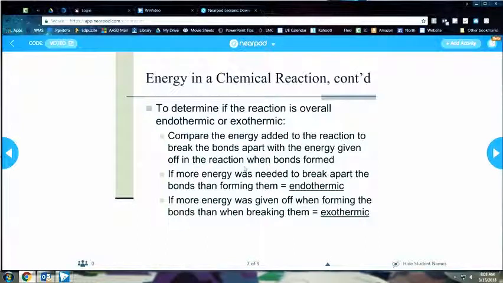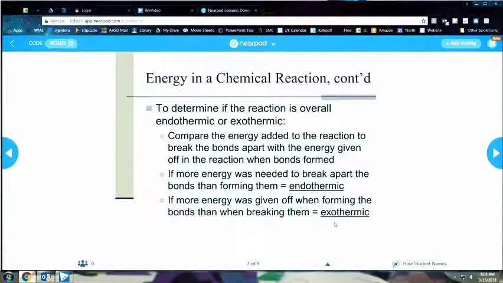So if you have to add in more energy to break those bonds apart than what you got when the bonds were forming, that's considered an endothermic reaction. If more energy was given off when you formed the bonds than what you had to put in to break them apart, then overall your reaction is exothermic.